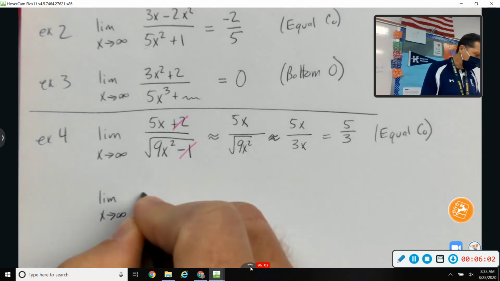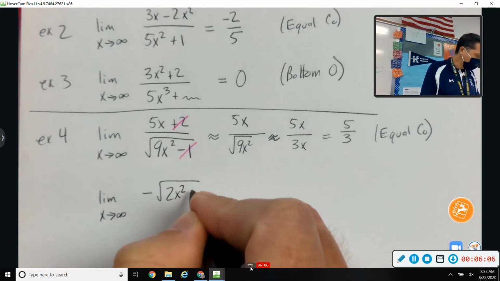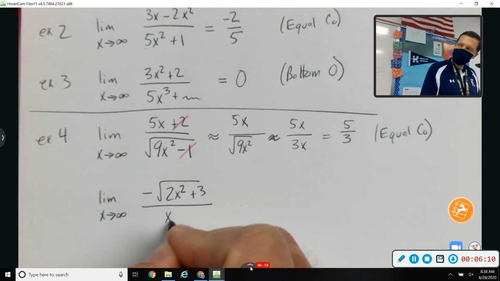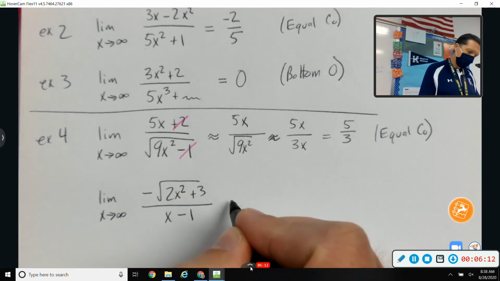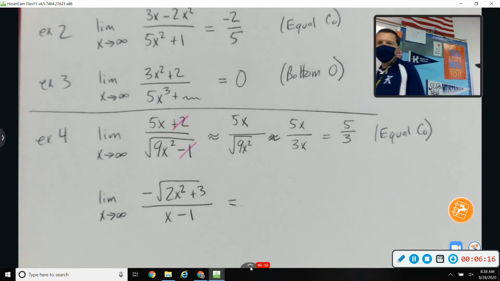All right, you try this one. Very similar problem. Negative square root of 2x squared plus 3 all over x minus 1. So I'll give you a minute to try that one. Really similar to that last one. Answer is not quite as nice though.